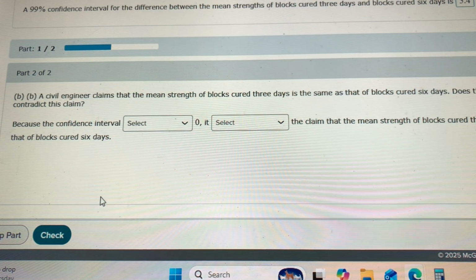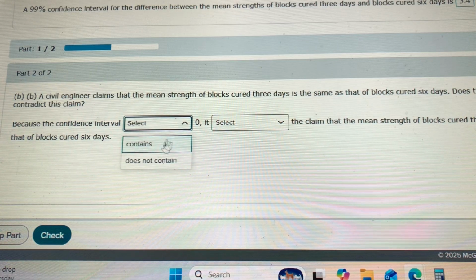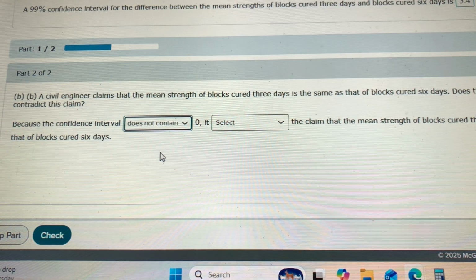But now the interval does not contain 0. Because the confidence interval does not contain 0, it's not possible that these two things can be equal to each other. Then one of them, the first one, should be bigger than the second.